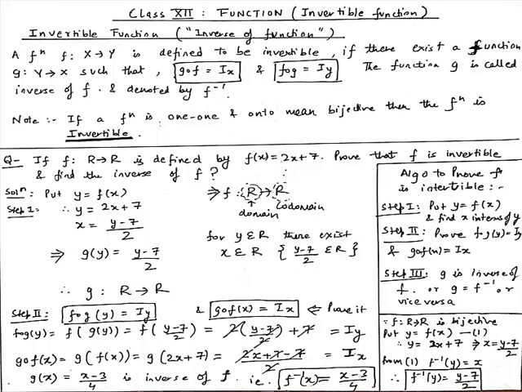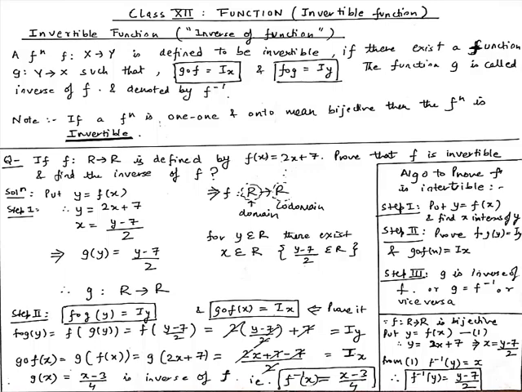By this definition of NCERT, you are not able to clearly understand the invertible function. So we will do an example, and simultaneously I will tell you the algorithm to find the inverse of a function. Student, our question is, if a function from R to R is defined by f(x) equal to 2x plus 7, we have to prove that the function is invertible, and if it is invertible, then we have to find the inverse of f also.